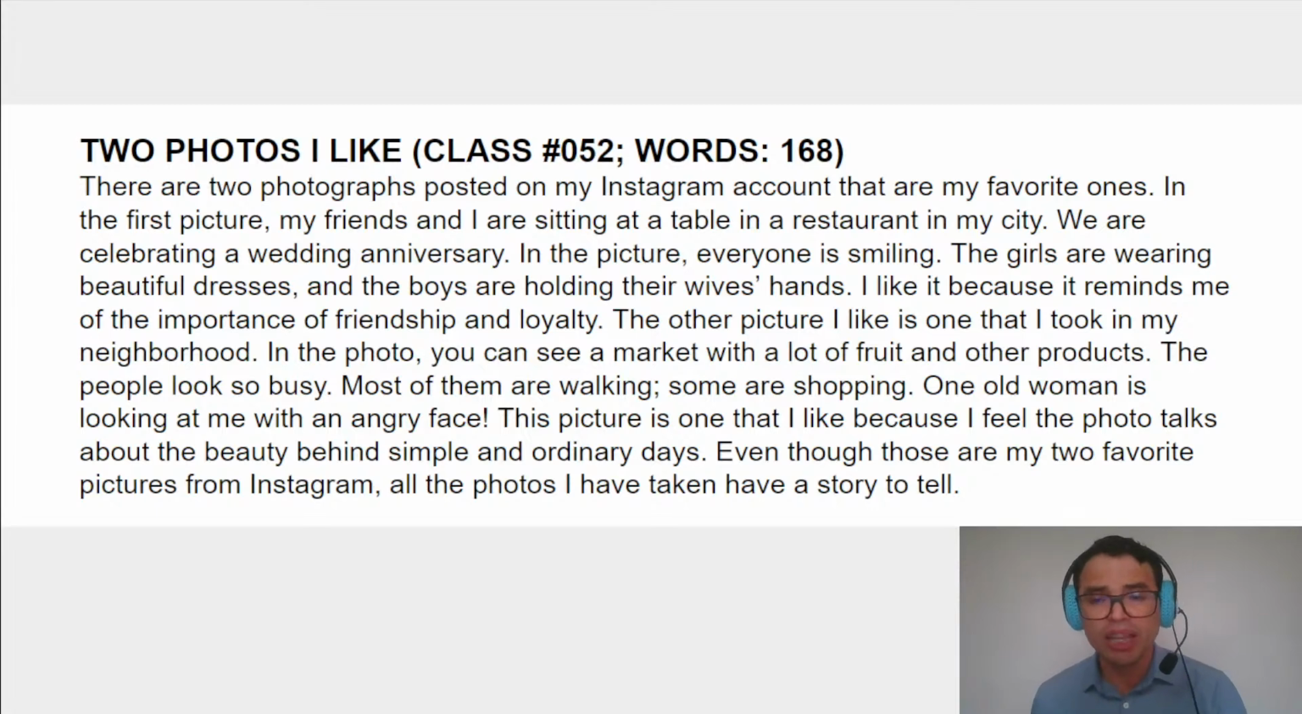The other picture I like is one that I took in my neighborhood. In the photo, you can see a market with a lot of fruit and other products. The people look so busy. Most of them are walking. Some are shopping. One old woman is looking at me with an angry face.